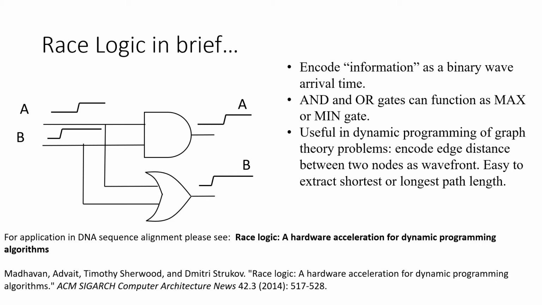So these kinds of problems can be solved with race logic pretty quickly, because you're just encoding the information in a special way. One of the applications I'm showing you is DNA sequence alignment. Please go and look at this reference. It goes into detail about race logic and how you can actually do dynamic programming algorithms, especially on DNA sequence alignment. So let's go on to the actual proposal that we made.